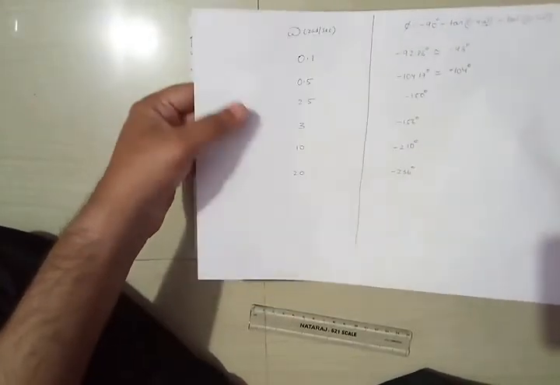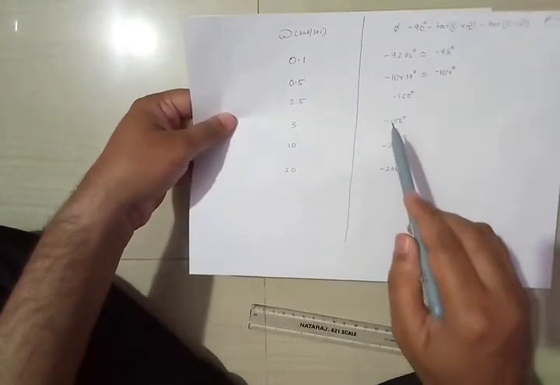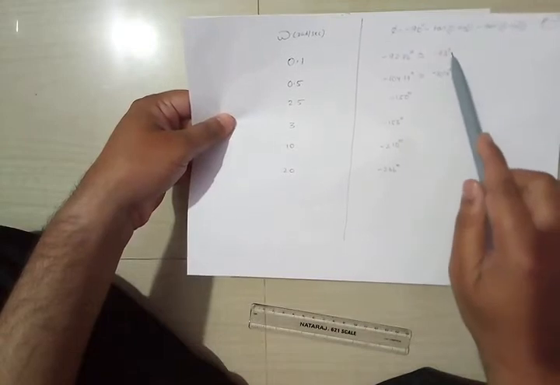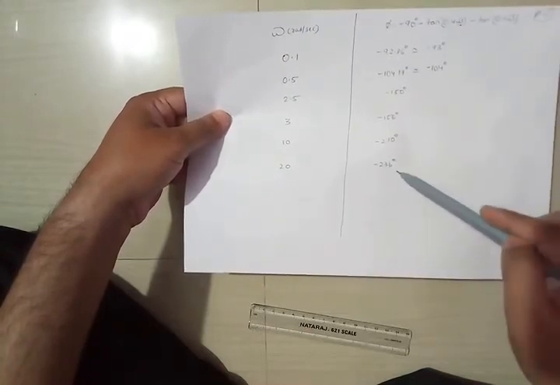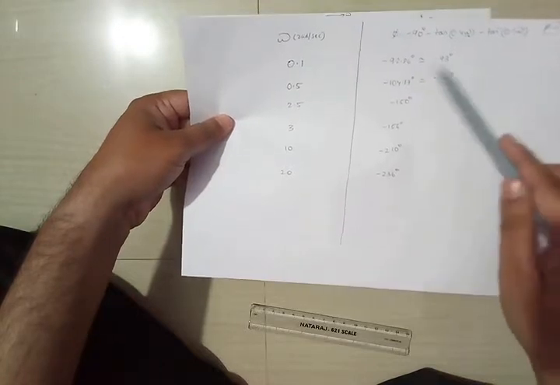To plot the phase angle plot, we'll use this table which we have calculated previously. From this table, if we observe the angles, the first limit is minus 93 degrees, and the second limit is minus 236 degrees. So we have to incorporate these values on our semi-log graph sheet.